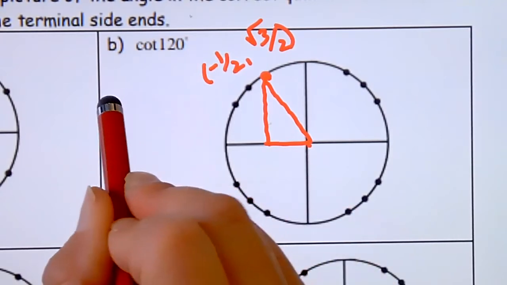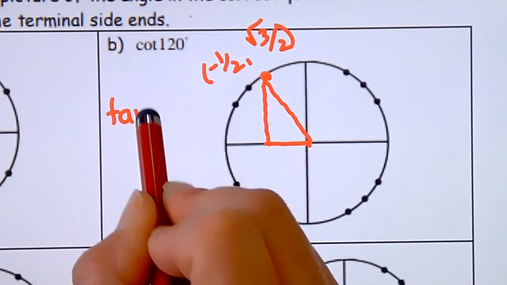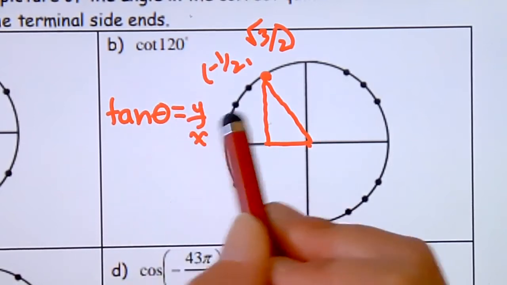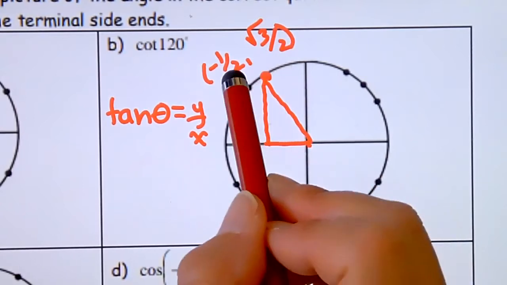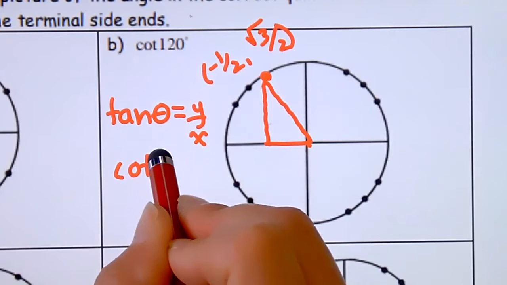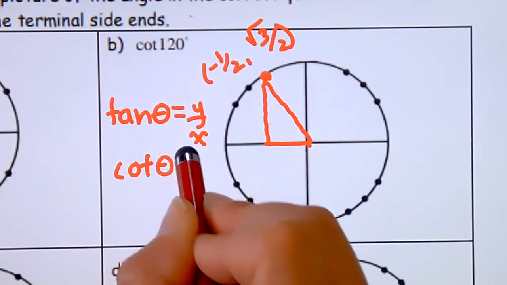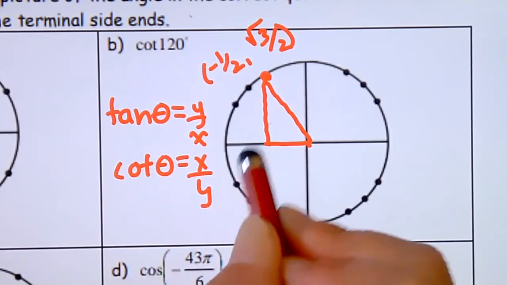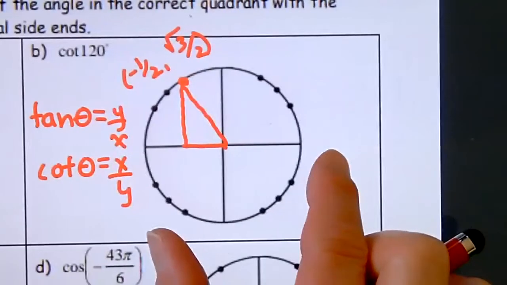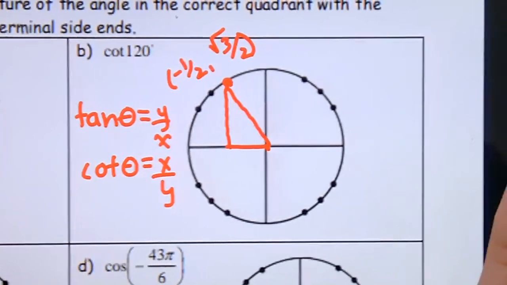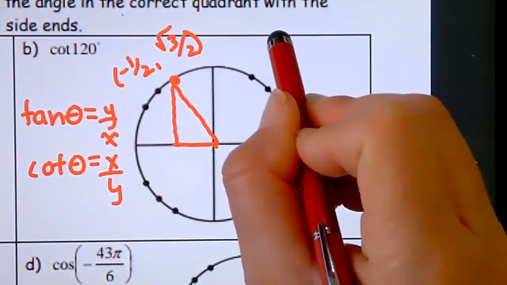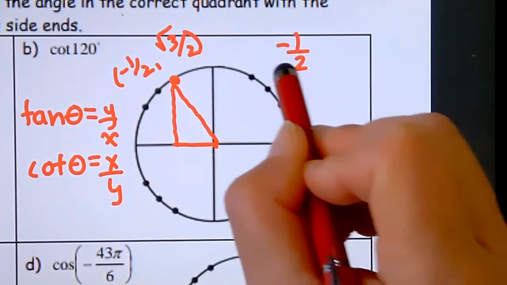Now, tangent, remember, is y over x, or sine over cosine, but y over x. So cotangent is going to be x over y. So I'm going to be taking -1/2 over √3/2. Now I'm going to do the math for us, but we've done enough of these that some of us might already know what the answer is going to be.